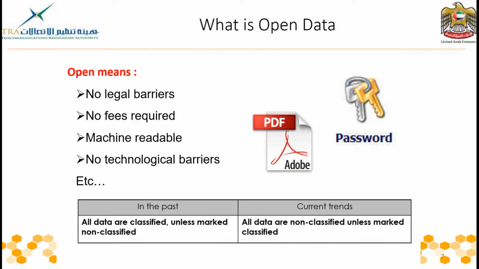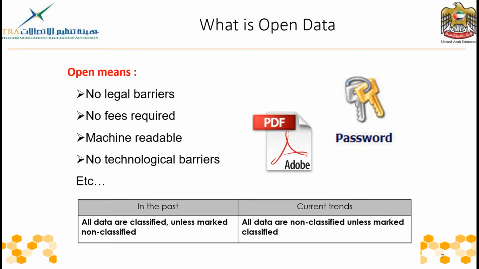Open also means that there are no legal barriers to using the data. You don't have to be a registered member of a data set to use that data set. It also means that there are no fees required. Governments should not charge citizens to use open government data. And the data should be in machine-readable format, which will allow citizens to use the data in different types of applications to make different types of scenarios and even create applications. And there should be no technological barriers.